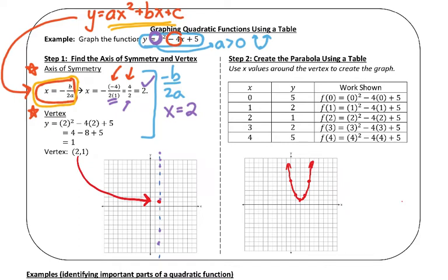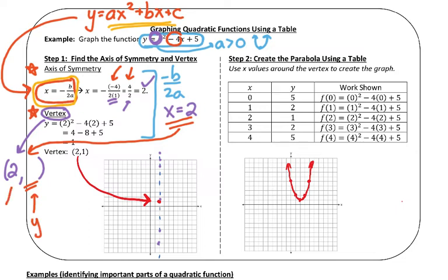All right, we also notice that the vertex should have the same x-coordinate as the axis of symmetry. So right away, if I found negative b over 2a is 2, I can automatically say, well, I know the vertex is at 2, comma, something. But how do we find this y value? When x equals 2, what is y equal to?